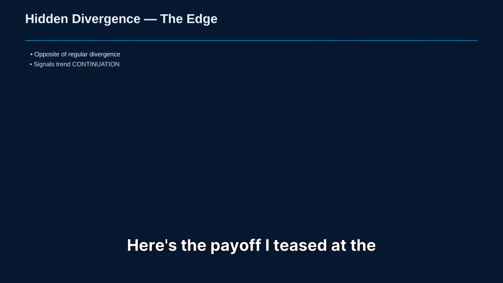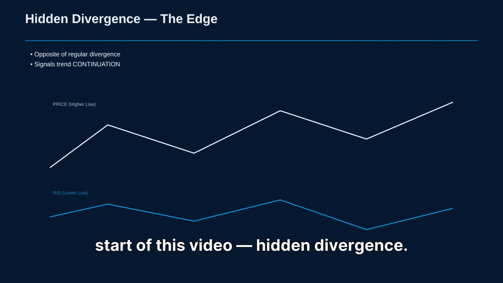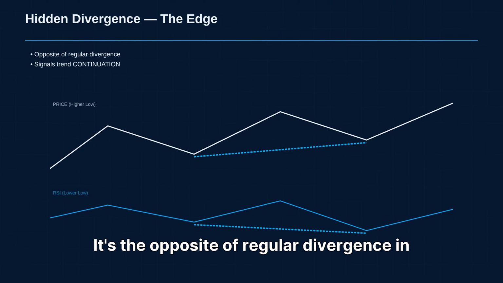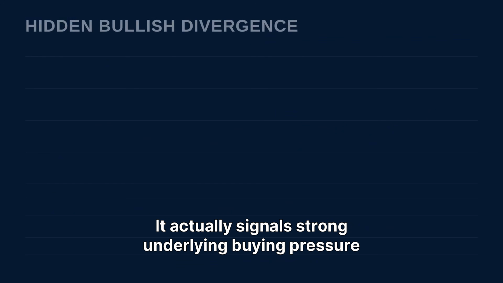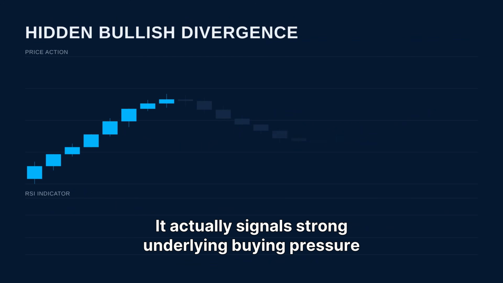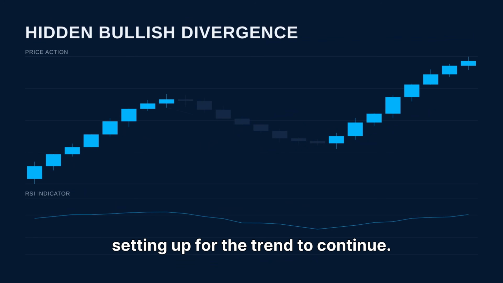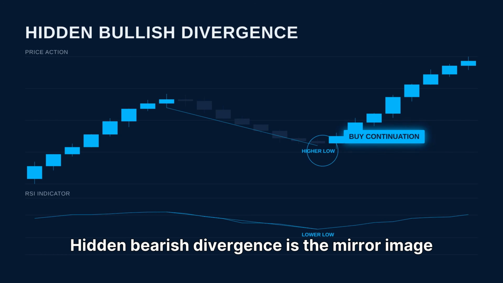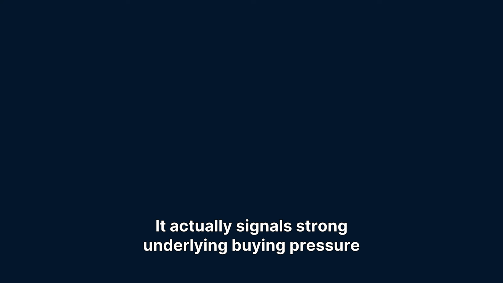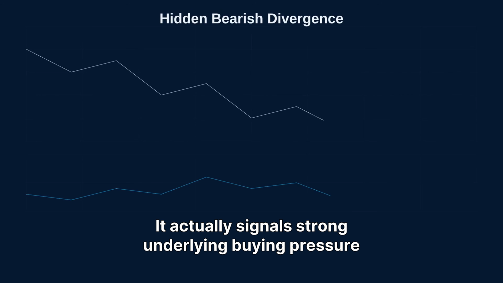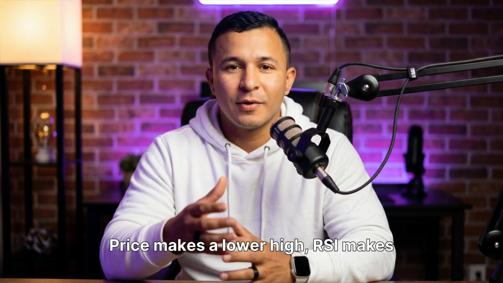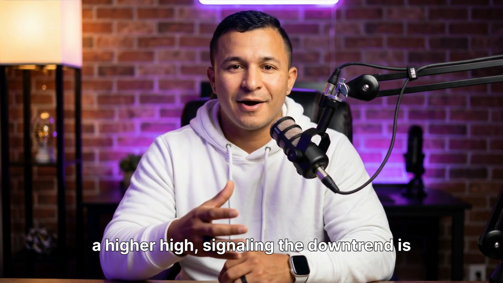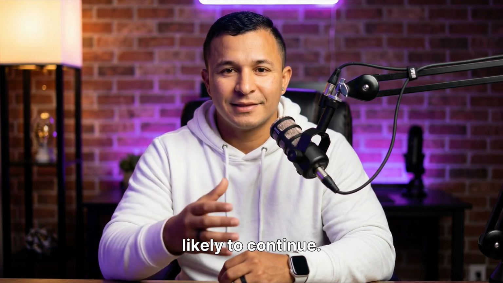Here's the payoff I teased at the start of this video: hidden divergence. It's the opposite of regular divergence in one critical way. It warns of trend continuation, not reversal. It actually signals strong underlying buying pressure setting up for the trend to continue. Hidden bearish divergence is the mirror image inside a downtrend. Price makes a lower high, RSI makes a higher high, signaling the downtrend is likely to continue.